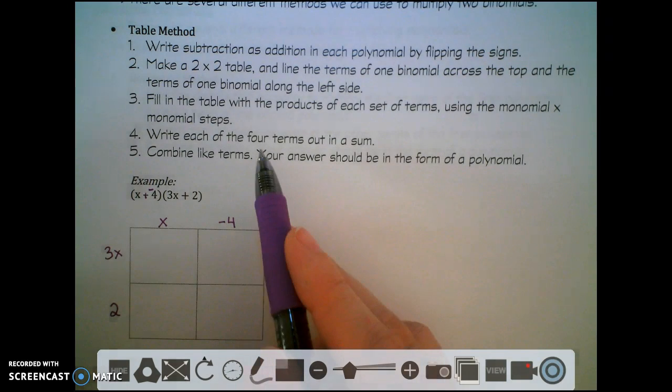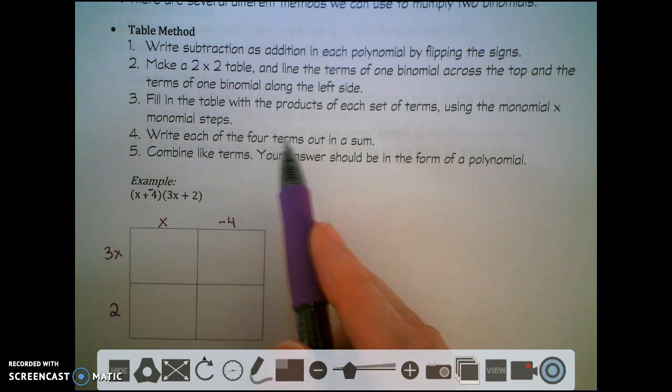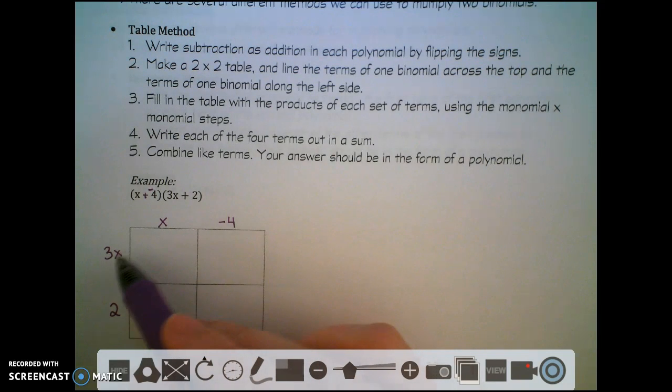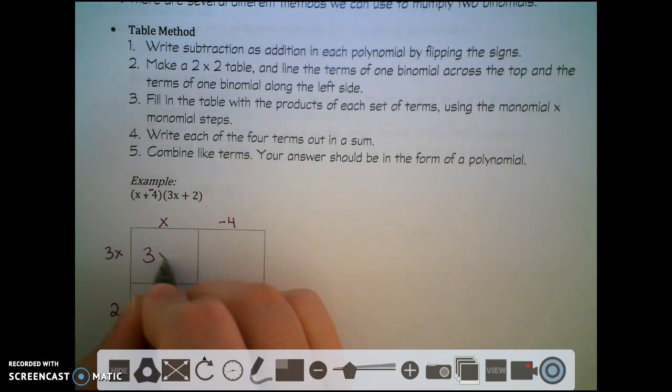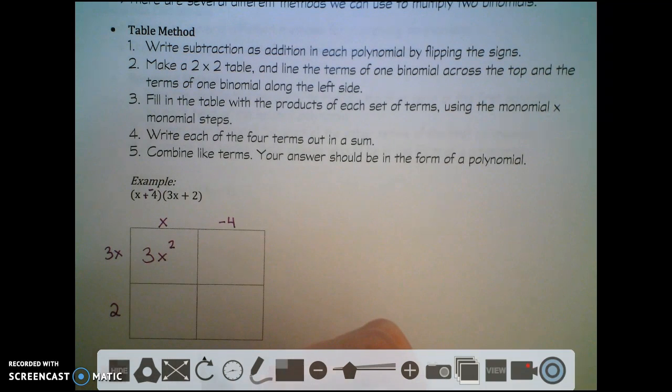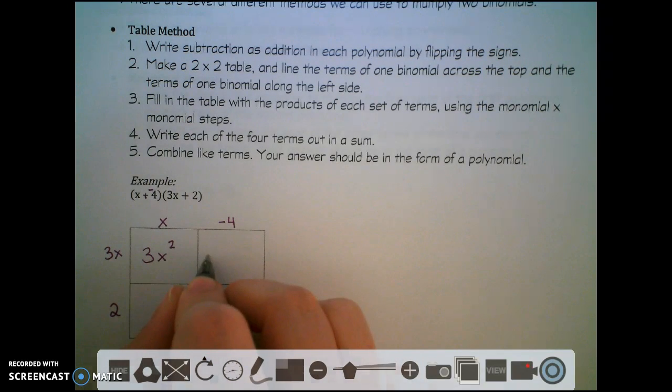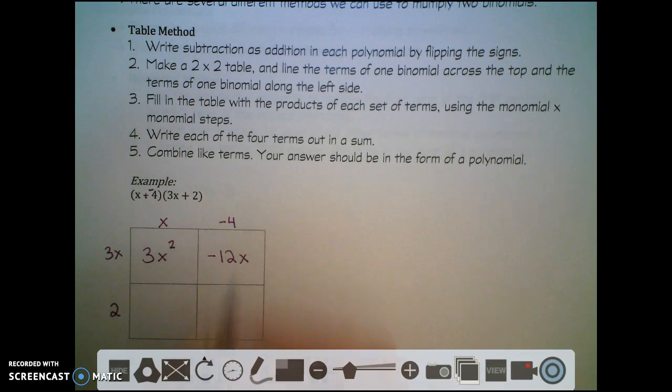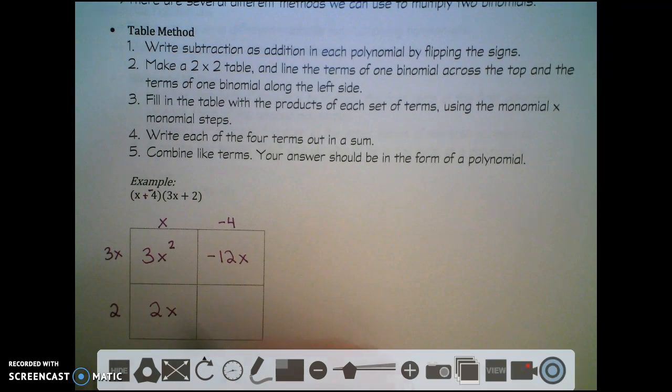Now I'm going to fill in the table with the products of each set of terms using the monomial by monomial steps. So I'm going to multiply 3x times x, and that gives me 3x squared. Then I'll multiply 3x times negative 4. That gives me negative 12x. I'll multiply 2 times x, and that gives me 2x. And then 2 times negative 4 is negative 8.